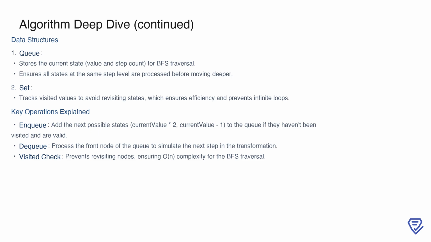Alongside the queue, we use a set to track visited values. This prevents us from revisiting the same states, eliminating redundant computations and avoiding infinite loops. The key operations within this setup are straightforward. When we process a state, we dequeue it from the front of the queue. To simulate the next steps, we enqueue the results of the two possible operations, multiplying by 2 and subtracting 1, but only if those resulting values are valid and haven't been visited before. This ensures that the algorithm only explores meaningful paths while maintaining efficiency. Together, these data structures and operations form the core of the BFS solution.